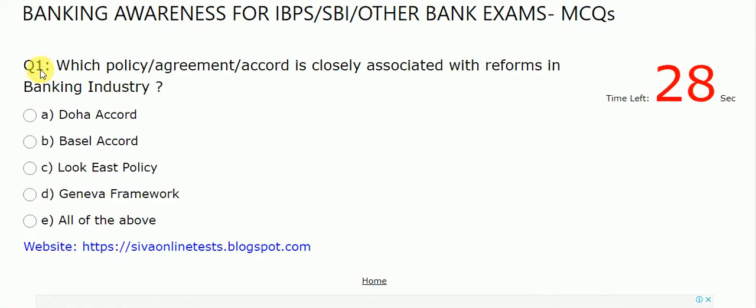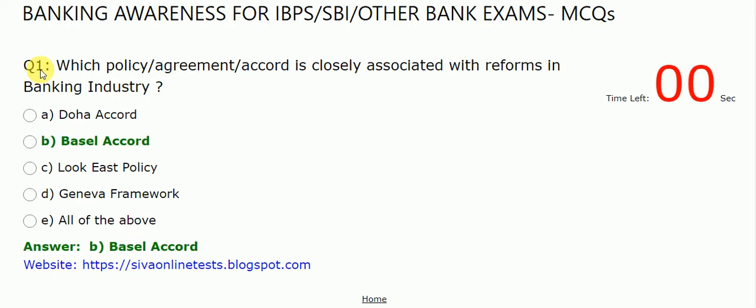Question 1. Which policy agreement or accord is closely associated with reforms in the banking industry? Options. A. Doha Accord. B. Basel Accord. C. Look East Policy. D. Geneva Framework. E. All of the above. Answer. B. Basel Accord.